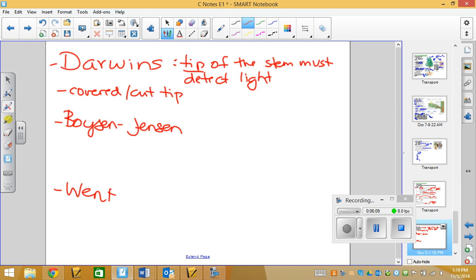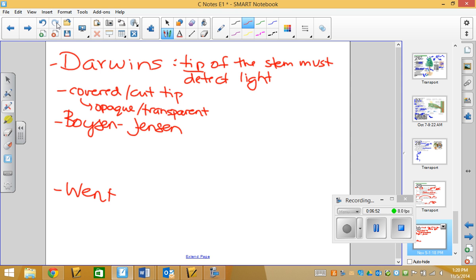So what they did was in some of the trials, they covered it with something that was opaque. In other trials, they covered it with something transparent. And they found that if they covered the tip with something transparent, the light could still get through, and the plant would still go in the direction of light. If they covered the tip with something opaque, then the plant would not grow that way. If they cut the tip off, the plant would not grow in the direction of light. They also did a couple of other tests where they covered the lower part of the stem, and they found that that didn't affect phototropism. So the Darwins focused on the tip of the stem.